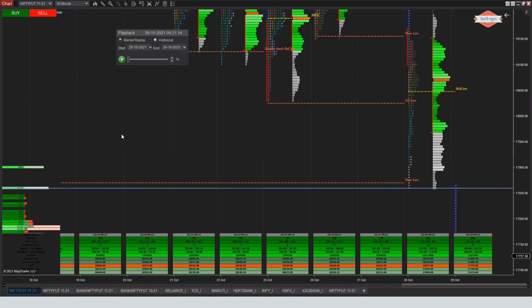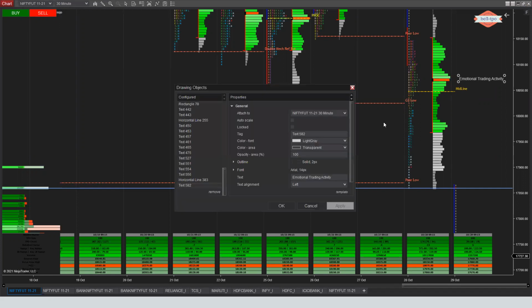People are chasing the price. People are just blindly coming and trading the price action. So this is more of an emotional trading activity. And in fact, it was a trend day also. It's a trend day as well, and it is an emotional trading activity as well.